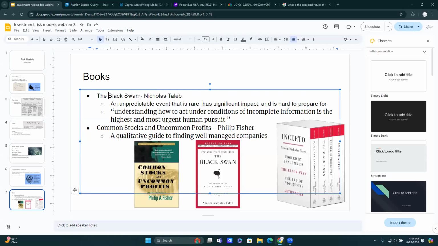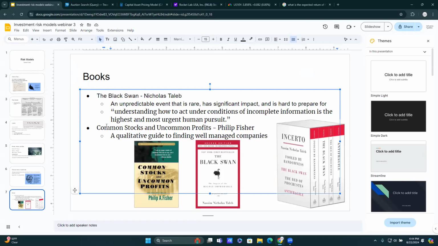In The Black Swan, a Black Swan event is typically characterized as an unpredictable event that is rare, has significant impact, and is hard to prepare for. A quote from the book: understanding how to act under conditions of incomplete information is the highest and most urgent human pursuit. I think that captures how hard it is to be in the stock market with incomplete information. We don't know what's going to happen next. We don't have everything for a business. We don't fully know the future.